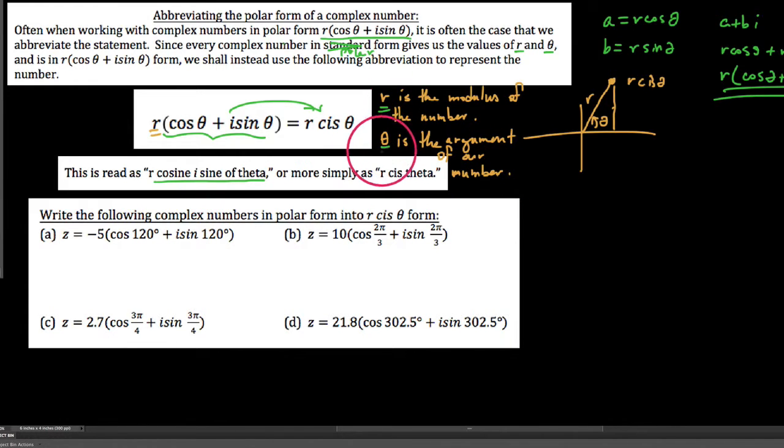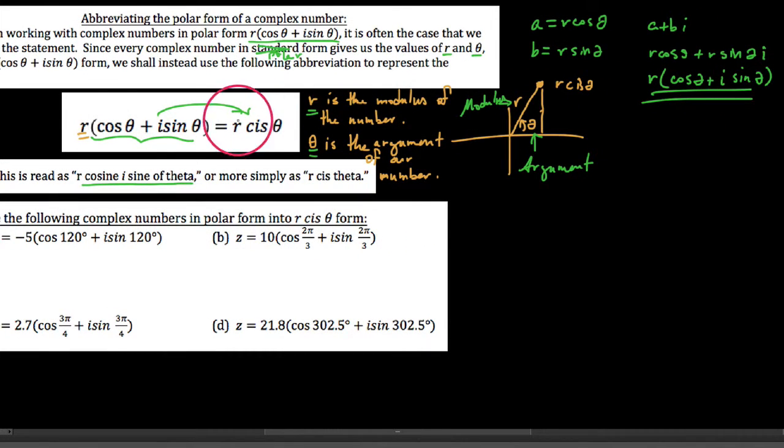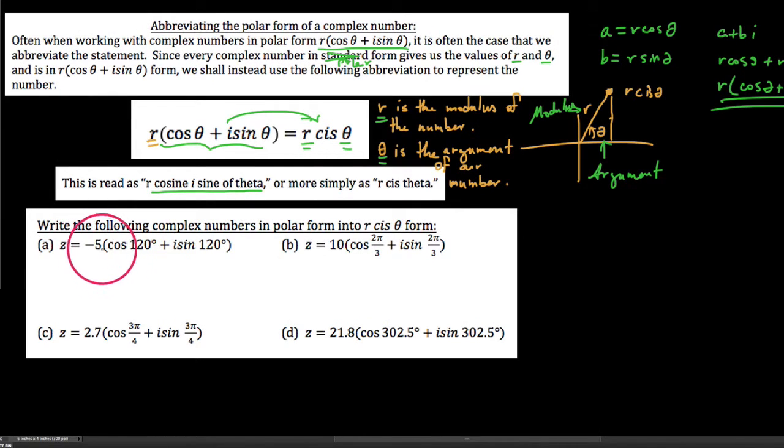To put this more succinctly, we refer to our distance from the origin as our modulus, and the direction we're going in as the argument of the number. In polar form, the two things we're always looking at are the modulus and the argument, which are really just distance and direction. Looking at the numbers down here, I want to take them from the elongated polar form and put them into the abbreviated r cis theta form, to see how easy this can be.